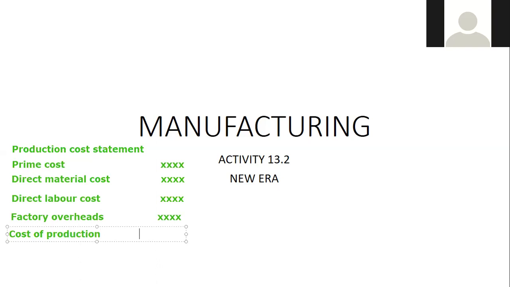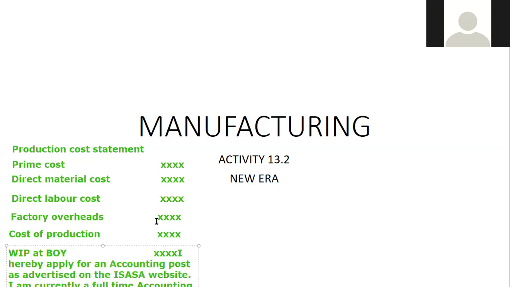However, to cost of production, you need to add something. What are we gonna add after this? Your work in progress at the beginning. Exactly. You will simply add work in progress at beginning of financial year. And obviously when you work it out, let me just do it quickly. That's what you're gonna have. And what do we subtract? Your work in progress at the end.